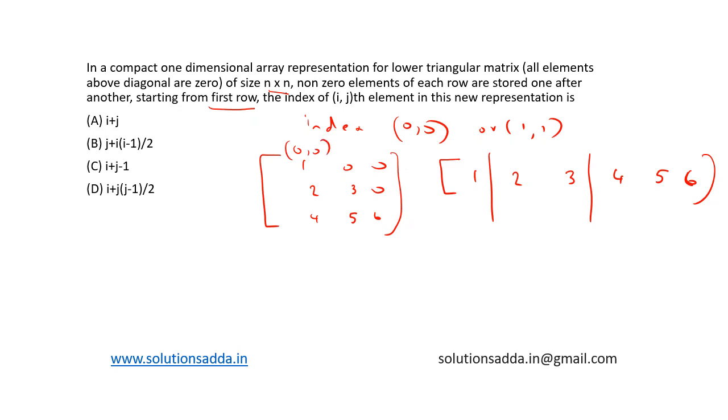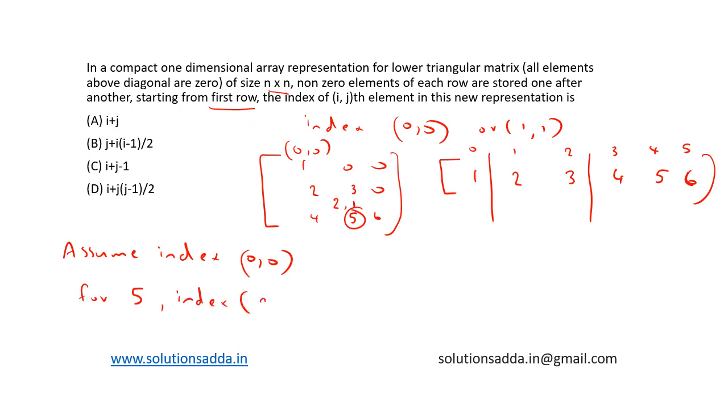Now let's assume index starts at 0, 0. And this array index would be 0, 1, 2, 3, 4, and 5. Consider the element 5. The index here would be 0, 1, 2, 2, 1. So for 5, index is 2, 1. This is i, this is j. And it is stored in the index 4. This element is stored in the single dimensional array in the index 4. So going by the options, let's see what can be the index value.